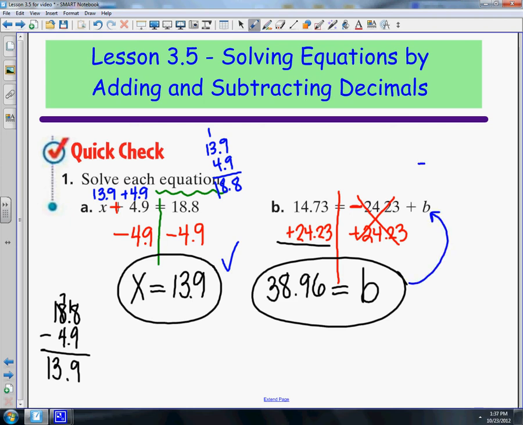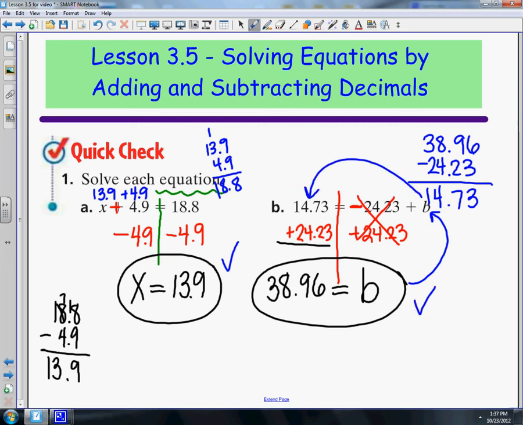And if I have negative 24.23, and I'm going to add it to 38.96, it's really subtraction because it's a negative. So 6 minus 3 is 3, 9 minus 2 is 7, 8 minus 4 is 4, and 3 minus 2 is 1. So 14.73, is that the same as this? Yep. So I know that is correct.